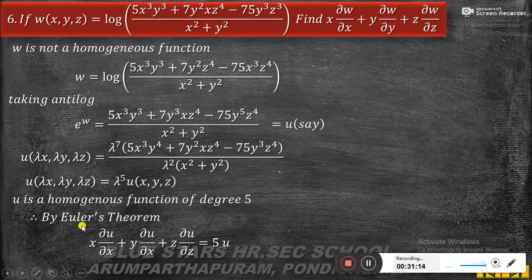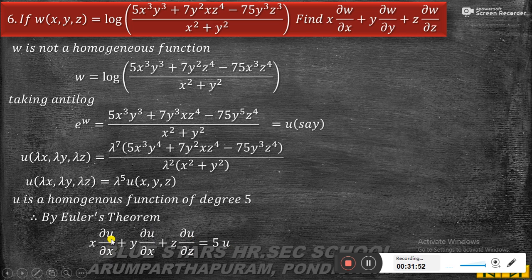Therefore we conclude that u is a homogeneous function of degree 5. Now I write the Euler theorem. By Euler theorem, x ∂u/∂x + y ∂u/∂y + z ∂u/∂z equals n u. Here the degree n equals 5, therefore 5u. The question is to find x ∂w/∂x + y ∂w/∂y + z ∂w/∂z, and from the Euler theorem we calculate x ∂u/∂x + y ∂u/∂y + z ∂u/∂z equal to 5u.